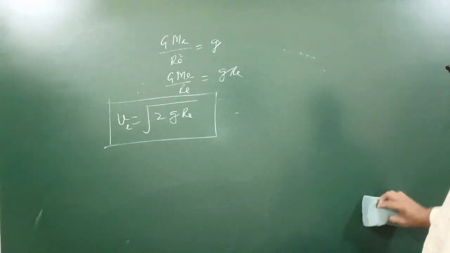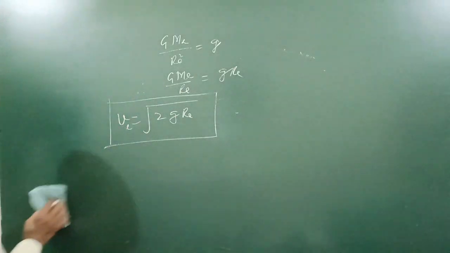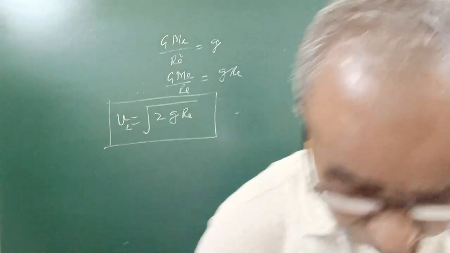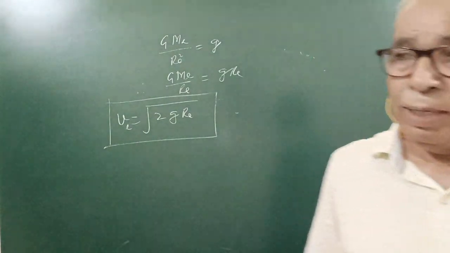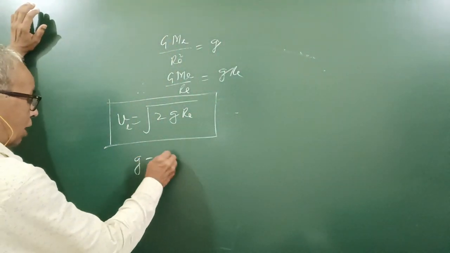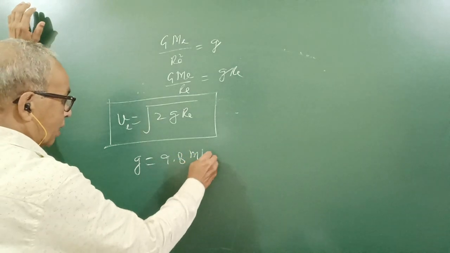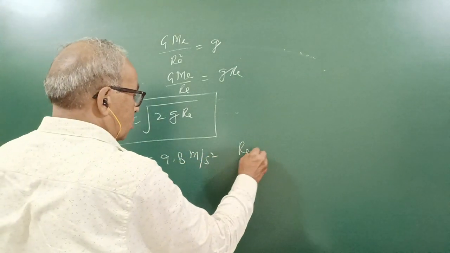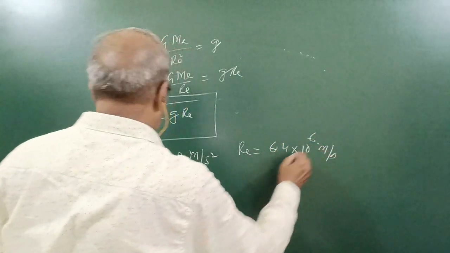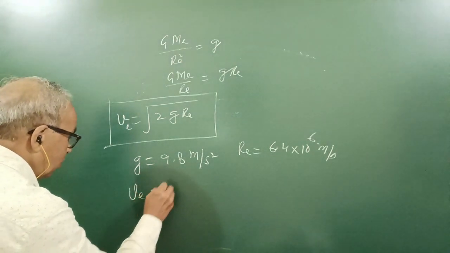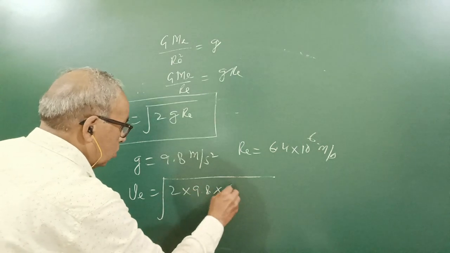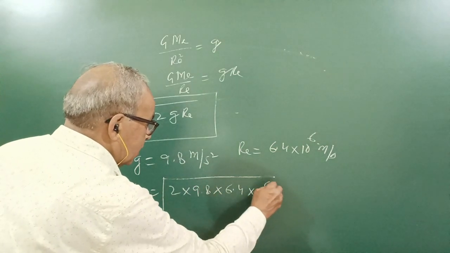It depends on g and radius. As you know, the value of g on our surface keeps on varying from one place to another. Radius also is not the same everywhere. So escape velocity will depend on position. Now, if you use g equal to 9.8 meter per second square and R equal to 6.4 times 10 to the power 6 meter, then Ve will be under root 2 into 9.8 into 6.4 times 10 to the power 6.